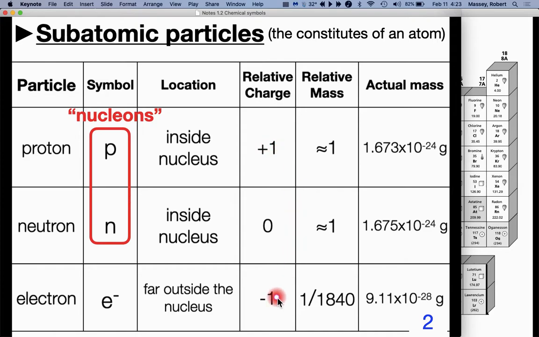So even though the electron is so much smaller, it has the same magnitude of charge, just a different sign. The actual mass of an electron is 9.11 times 10 to the -28. So 4 more zeros there, really small.